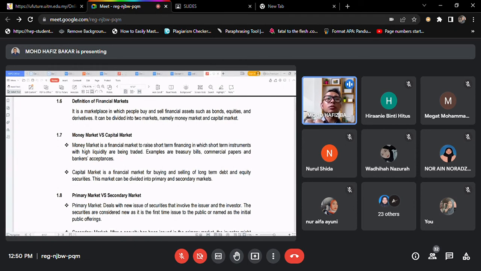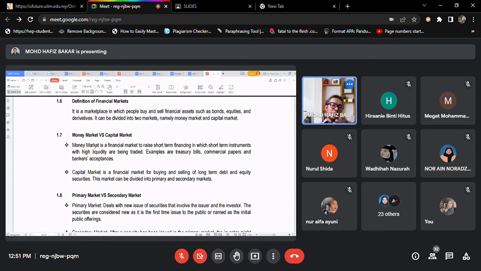Okay, let's go to this topic. Money market is a financial market to raise short-term financing, or where short-term instruments or investments with high liquidity are traded. When we say short-term, its liquidity must be high because they want to convert to cash easily. Example, treasury bills, commercial papers and bankers acceptance. Okay, this is the example lah, for money market, which is short term. So just bear in your mind lah.